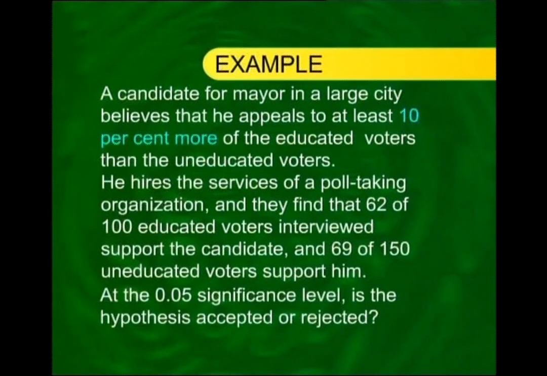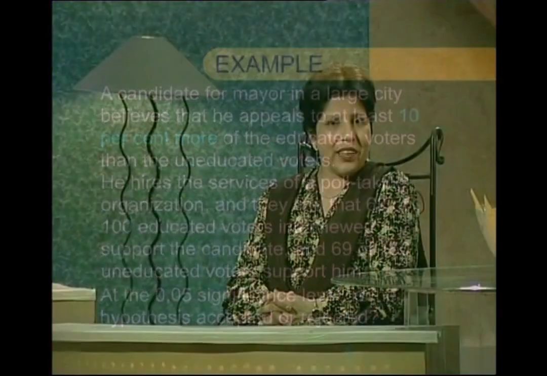At the 5% level of significance, should this hypothesis be accepted or rejected? Students, आइए इसको उसी तरह से step by step tackle करते हैं जिस तरह हमने पिछले वाले problem में किया. The first thing is, what is success? The preference for this particular candidate is success. अगर वो उसको पसंद कर रहे हैं तो that is success. अगर वो उसको नहीं पसंद कर रहे to be the mayor of the city, that is failure.